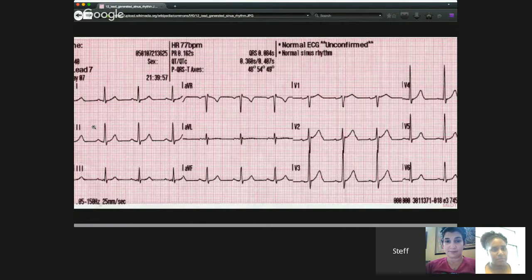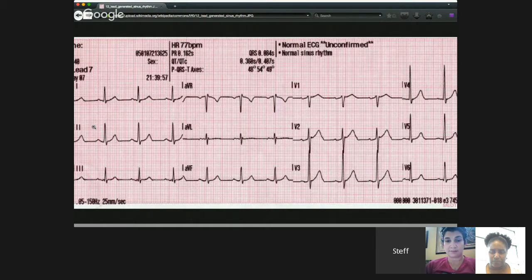The PR interval is less than 0.2 seconds. The QRS is narrow, 0.04 to 0.06 seconds. So there's no evidence of a bundle branch block or AV block. Next axis, looking at leads 1 and AVF. In lead 1, the QRS is upright, as is in AVF, so there's no axis deviation.